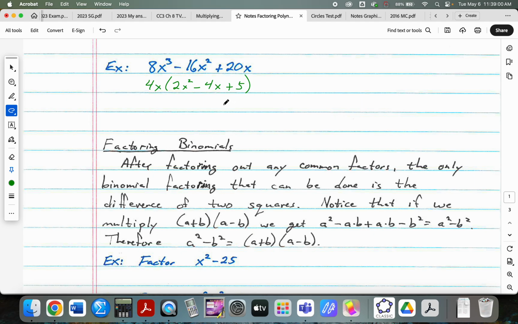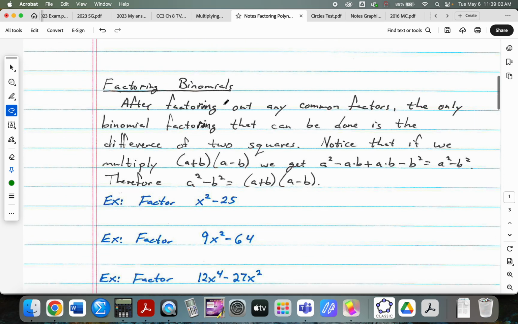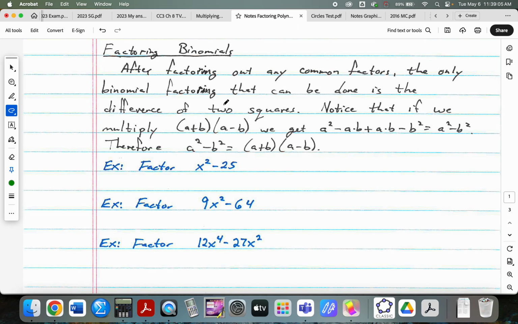That's always a possibility. So with binomials, after you've factored out, remember binomial means you've got just two terms. After you've factored out any common factor, the only way a binomial is going to factor anymore is if it's the difference of two squares, meaning it's something squared minus something else squared.